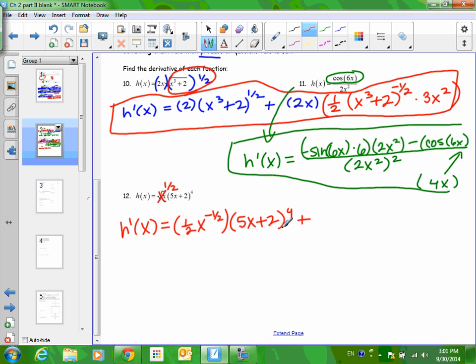Plus. Then just write the first thing, no derivative, times, then you do the derivative of the second item. Okay, this is where you have to use chain rule. So I'm going to put this in blue. 4 parentheses, 5x plus 2, new power would go down by 1, so that's 3, times the derivative of the inside, which is 5.